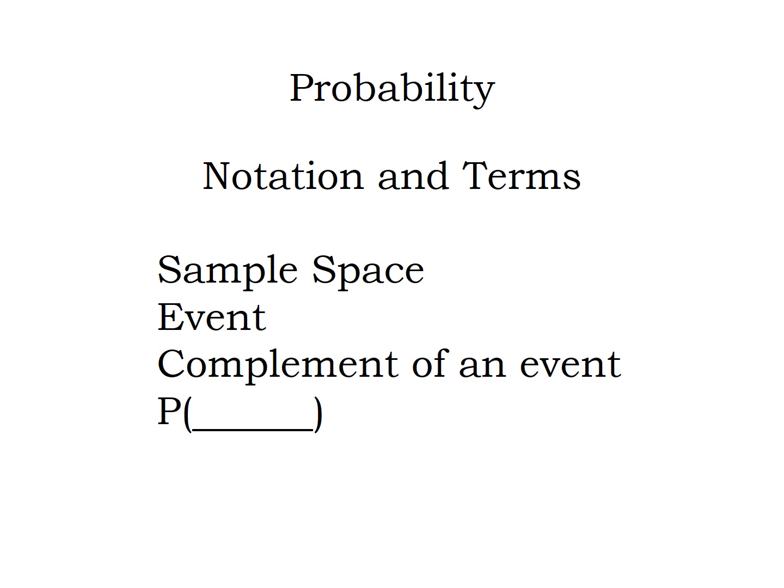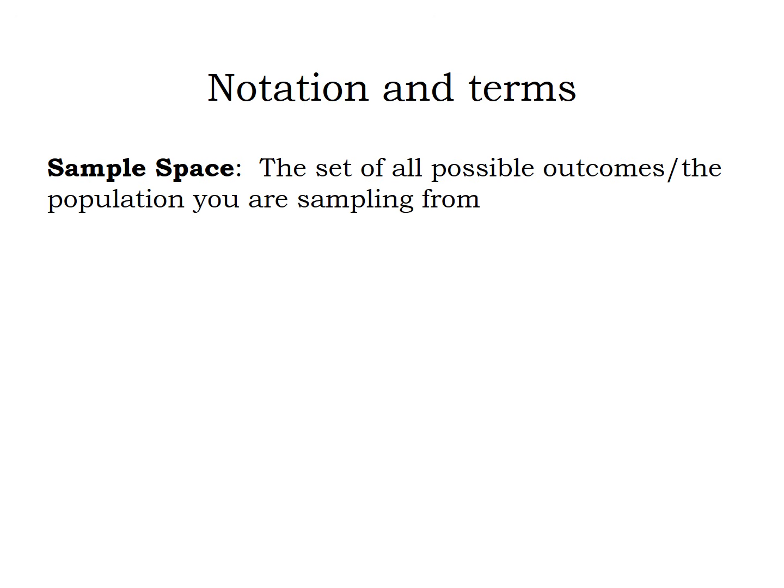We're going to define what an event is. We're going to define what the complement of an event is. And we're going to explain that notation, the P with the parentheses. So let's start with the sample space. The sample space is the set of all possible outcomes of your experiment, whatever that experiment is.